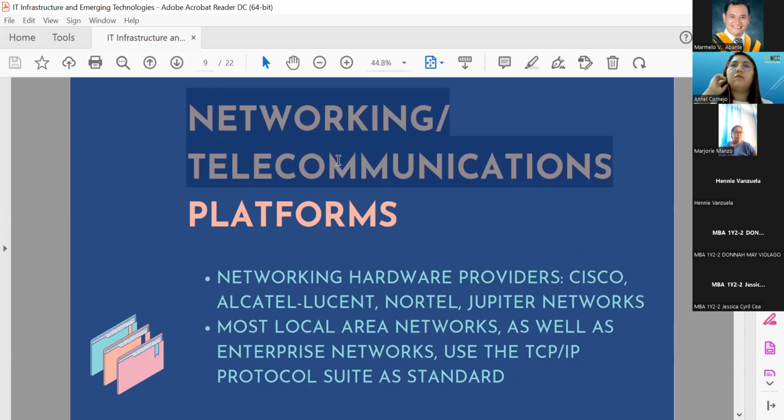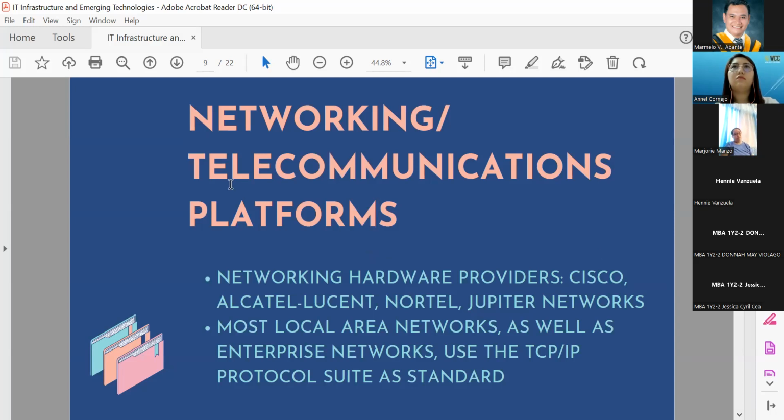This is one important right now part of the infrastructure, IT infrastructure component, our networking and telecommunications platforms. So what are the examples of yung networking hardware providers? Dito na pumapasok si Cisco, Alcatel-Lucent, Nortel, Jupiter Networks.